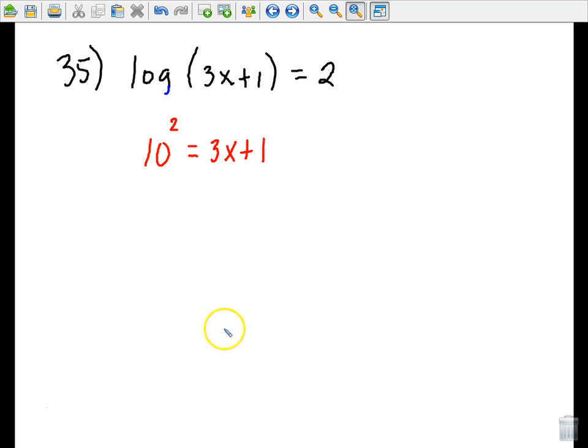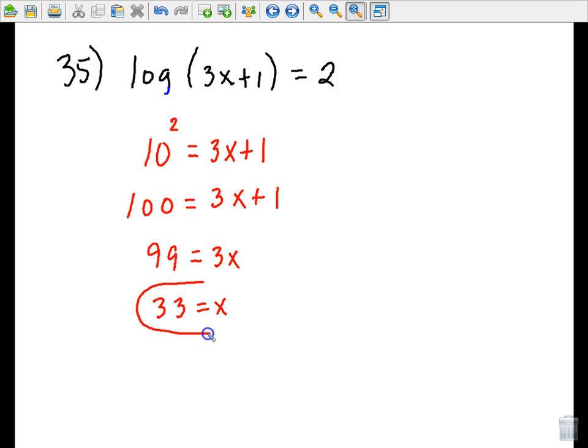Nice. Well, 10 to the second is just... so that looked kind of scary to begin with, but it turns out it's a pretty easy equation. Subtract 1, divide by 3, and we've got our answer. Log equations get changed to exponential equations.